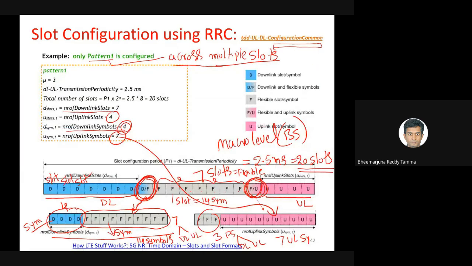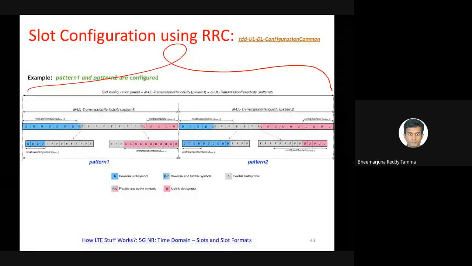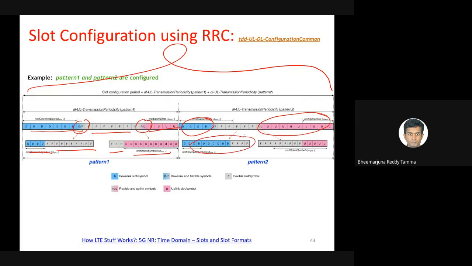So here, this thing will get repeated after 2.5 milliseconds, where in this case it is the combination of pattern 1 and pattern 2. What are pattern 1 and pattern 2? You can look at here. Pattern 1 has a certain combination of downlink, flexible and uplink, and inside this it has a certain pattern of downlink and flexible symbols. If you look at pattern 2, you can see that it has less downlink than pattern 1, and it has more uplink than pattern 1. And if you look at the flexible slots, it has a combination of downlink and uplink.